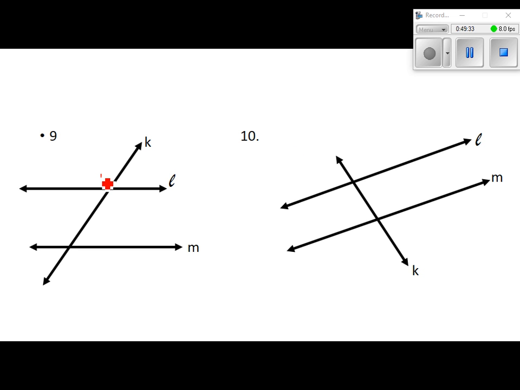Alternate interior. 6x plus 4. 8x minus 8 on the other one. Subtract 3x. What do we know about alternate interior angles? They make a Z, that's true. What do we know about them? They're congruent. They should be congruent. So what's my equation? So 6x plus 4 equals 8x minus 8, right?